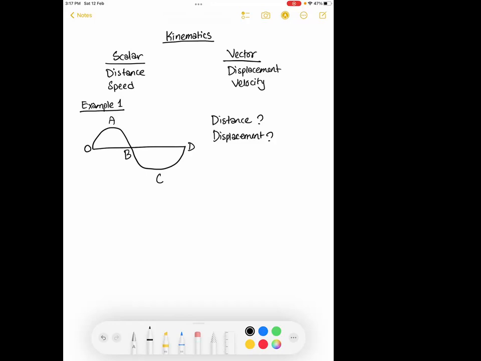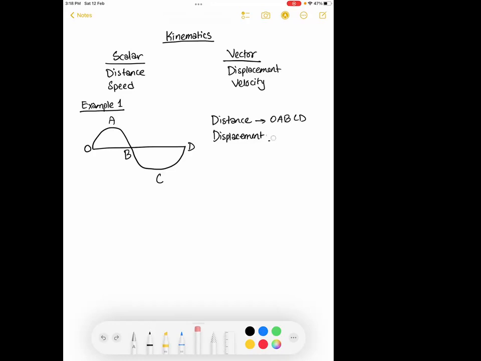Distance is from O to D, right? The whole thing. Yeah, so distance would be all the way. So O, A, B, C, D, because it actually needs to go right there. So think about a car that starts traveling from here. If it goes like that and all the way, that's the distance. So O, A, B, C, D. Okay. Or what about displacement?